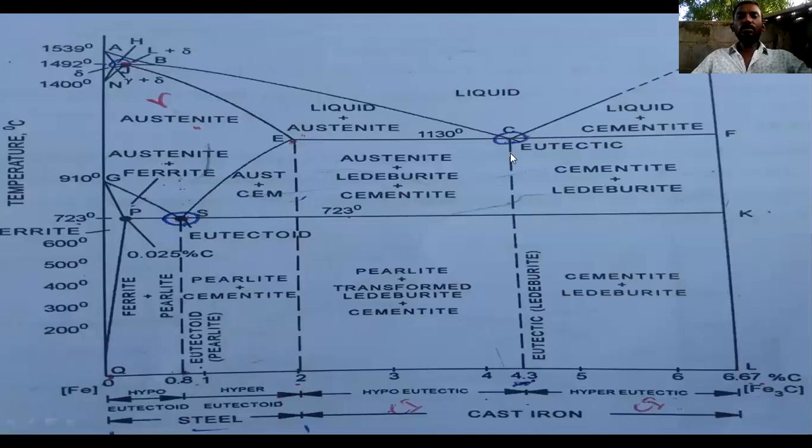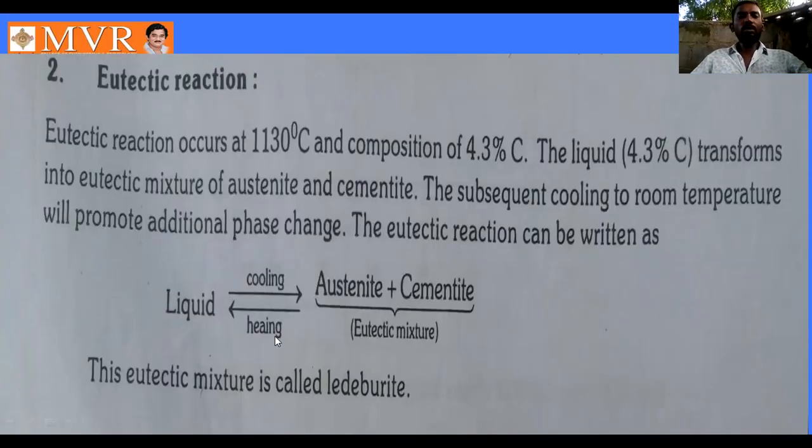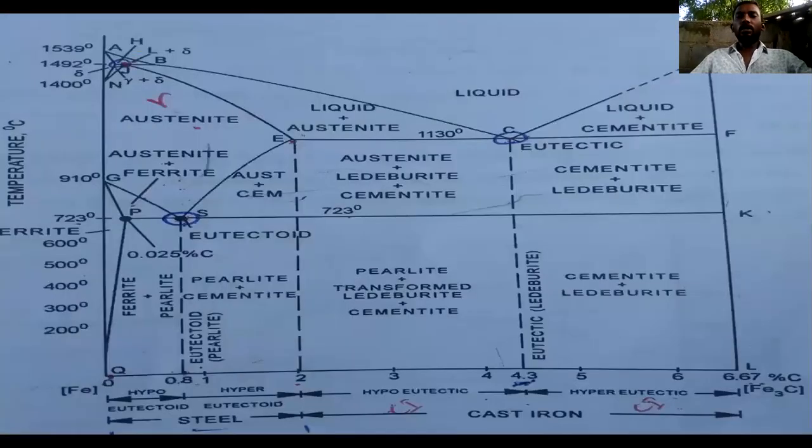So the eutectic reaction. In this eutectic reaction, it is completely a eutectic reaction, this portion. Liquid on heating or cooling, we can get austenite plus cementite.